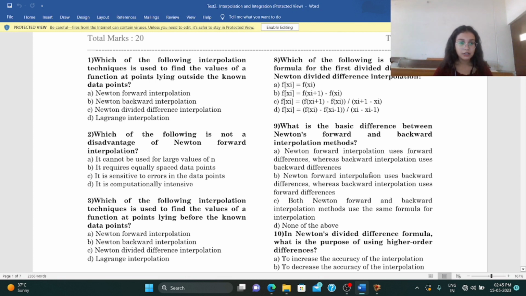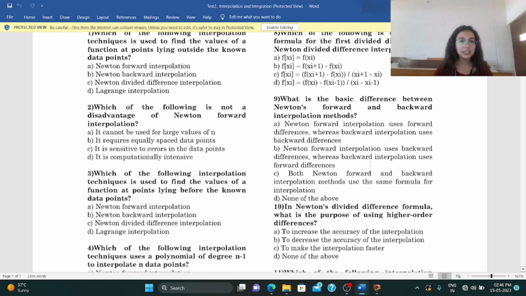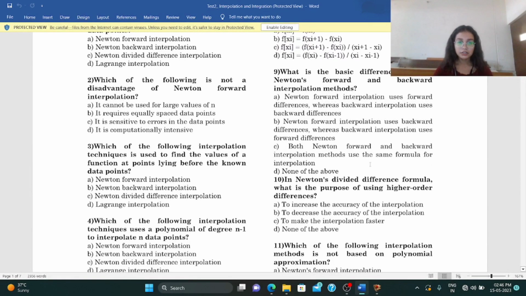Now, second, which of the following is not a disadvantage of Newton forward interpolation? Now, the options are A. It cannot be used for large value of n. B. It requires equally spaced data points. C. It is sensitive to error in the data point. D. It is computationally intensive. And the answer is D. It is computationally intensive.